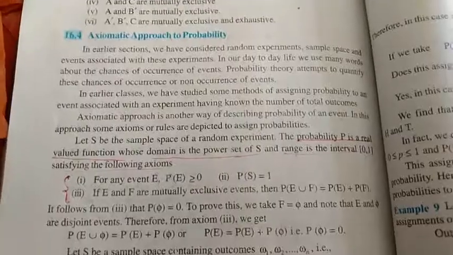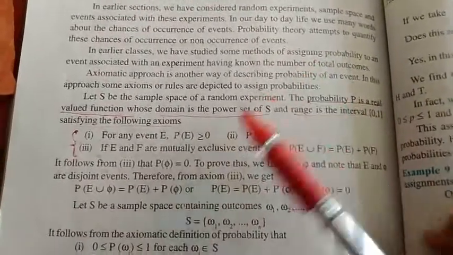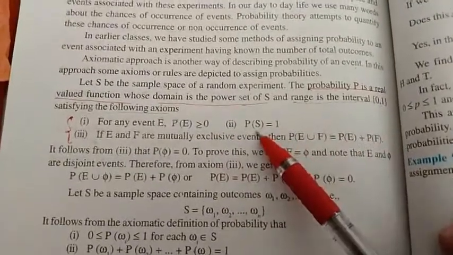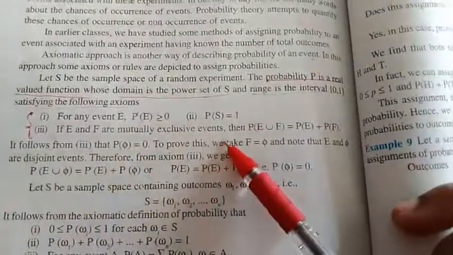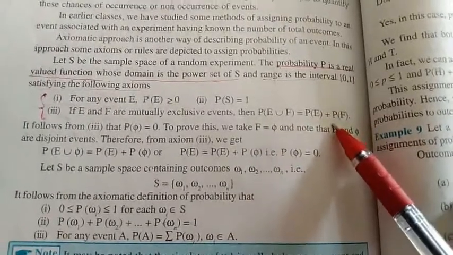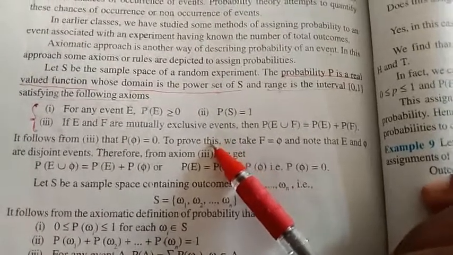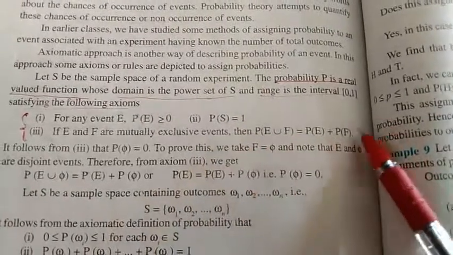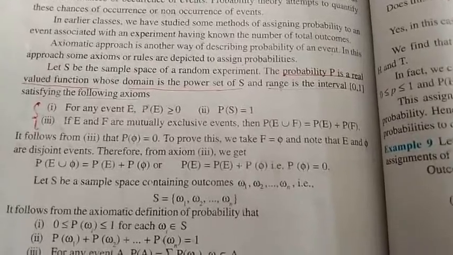Okay. Next we have seen the axiomatic approach to probability. We know probability of any event should be greater than or equal to 0. Probability of sample space, which means a sure event, is always 1. And if E and F are mutually exclusive events, then probability of E union F is P of E plus P of F. If they are mutually exclusive, they don't have any intersection. The intersection part is empty. If they have any intersection, you have to subtract that intersection. Okay, hope you remember all these things.